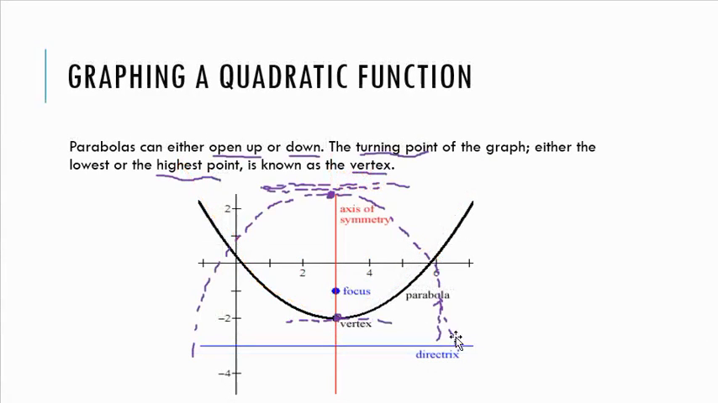So, like I said, the parabola can either open up or down. The turning point of the graph, either the lowest or the highest point, is known as the vertex. That's this right here. So the lowest point, if it's opening up, see how this kind of looks like a valley here? If it's opening up, it's going to have a lowest point, and that's going to be the vertex at the center. If it's opening down, see how this kind of looks like a mountain? It's going to have a highest point up here, and that's going to be its vertex. It will be the maximum.